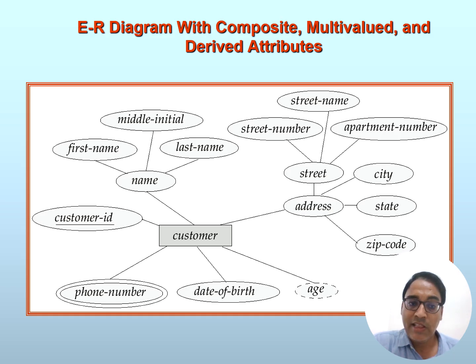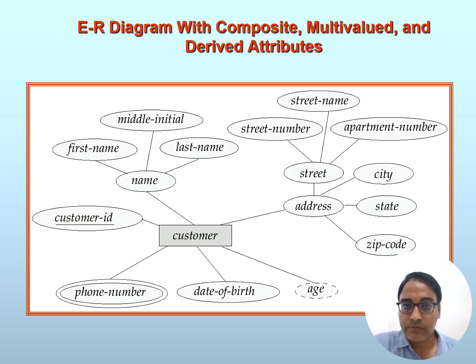Likewise, the customer has name. Customer has another attribute name, but I'm putting first name, middle name, last name. So this name is a composite attribute. I can put multiple values here. It can be segregated into multiple small values.